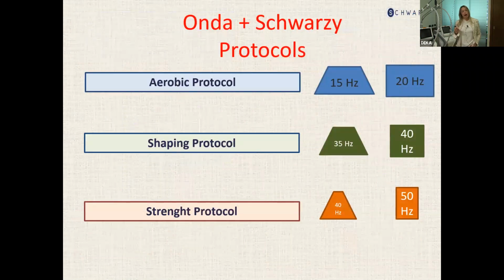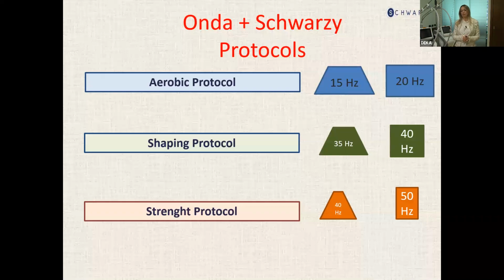The new aspect of this new technology by Deka is that we have three different protocols. While the competitors, I'm thinking, for example, of BTL, have only one protocol. And I think that it's not correct, because every patient needs one specific treatment. So we cannot propose the same protocol to everybody. In fact, for example, when I finish my Onda treatment, I immediately do the aerobic protocol on my patient.